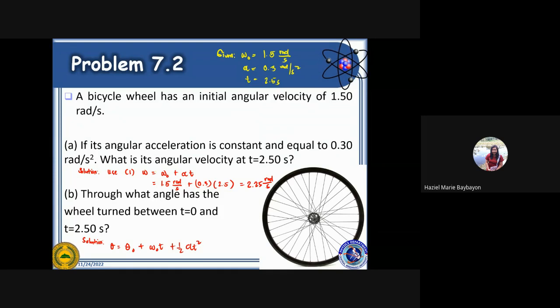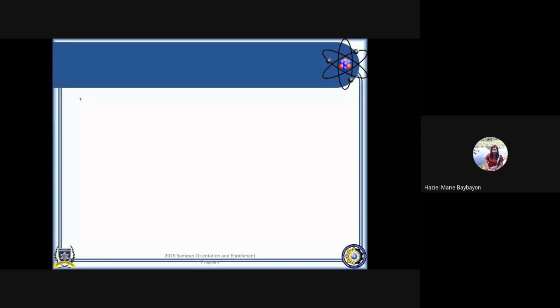Okay, mag-square pa ta ani. Another equation is theta equals theta naught plus 1/2 of omega plus omega naught times time. Okay, so you can use this one. Let's try these two solutions or two equations and see if we will arrive at the same answer. Theta naught plus 1/2 omega plus omega naught multiplied by time.